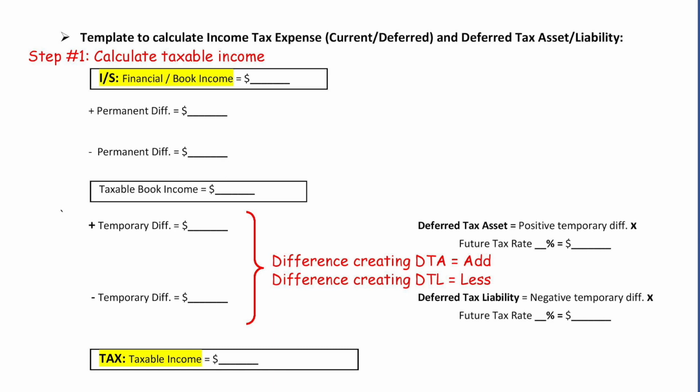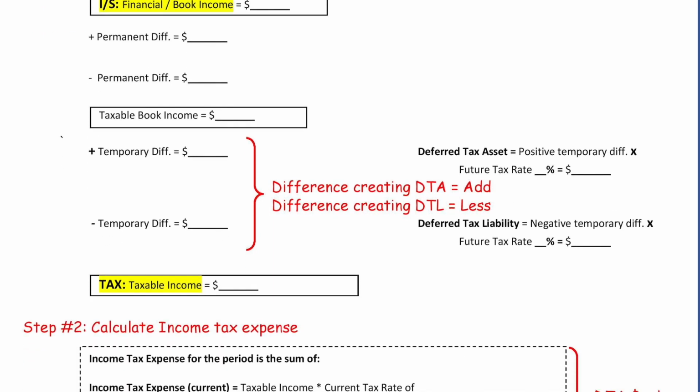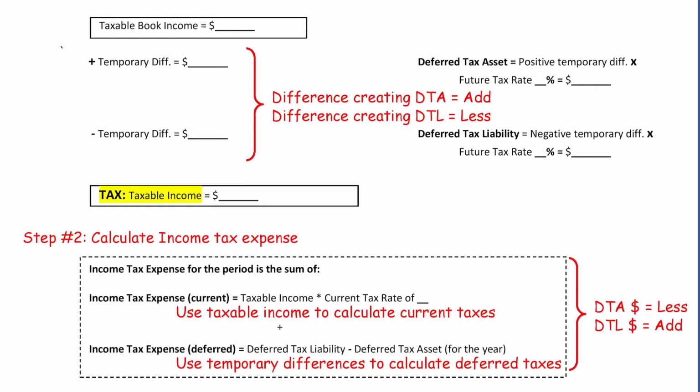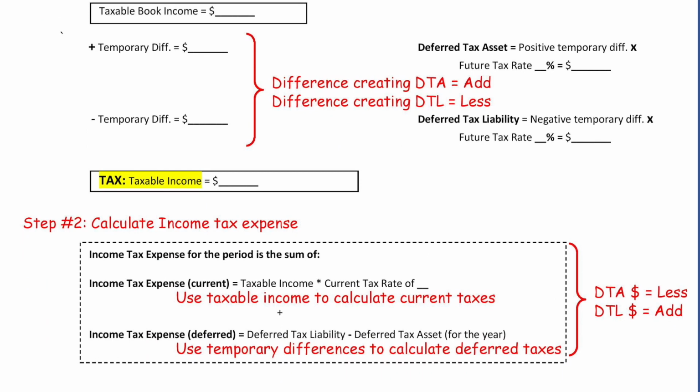So guys, in step number 1, when you're moving from your financial book income to your taxable income, you need to remember that you're adding all differences that create deferred tax assets, you're subtracting or less all differences that create deferred tax liabilities. But in step number 2, when you're calculating the income tax expense, you're taking first the income tax expense current, then you have plus or add for deferred tax liabilities and less for deferred tax assets.